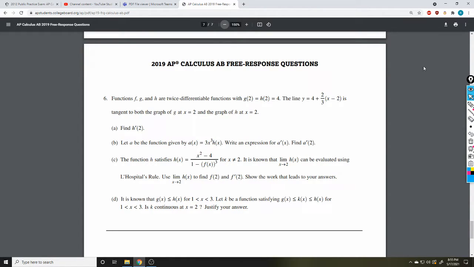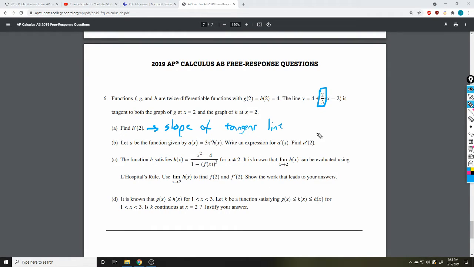First off, h prime of 2. h prime of 2 is the slope of the tangent line at 2. Easiest question in the whole pack of free responses. Slope of the tangent line at 2. Well, here's the tangent line. Here's the slope of the tangent line. Done. That's part A.